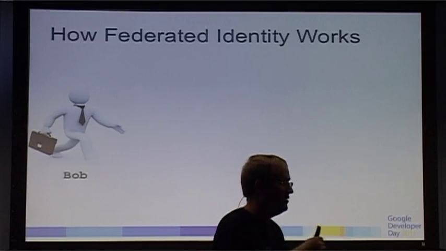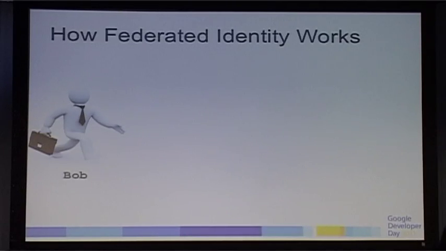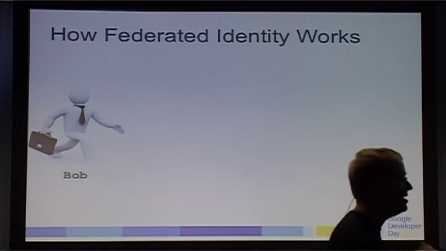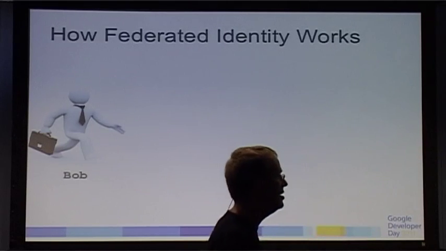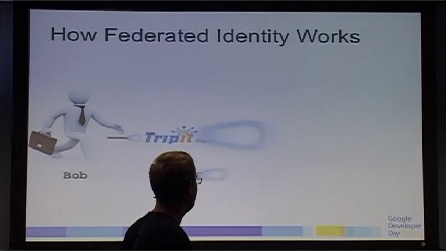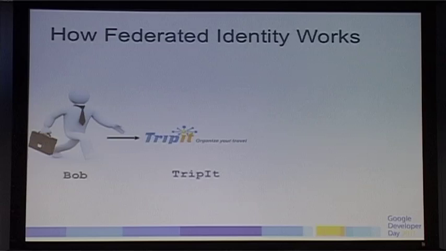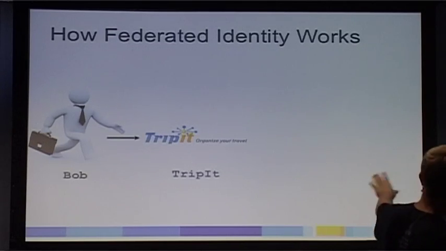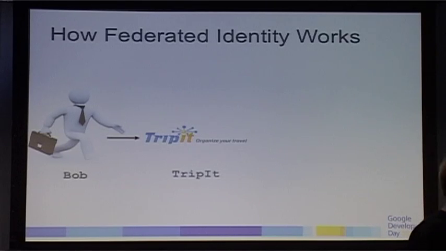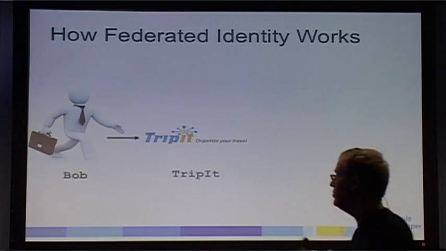So Bob is traveling a lot. He's running to different conferences, presenting everywhere, and he wants to keep track of all his itineraries. Bob uses a service called TripIt to do that. How many of you have heard of TripIt? Okay, a little bit more than at past events in this area. TripIt is a travel planning service. It's a startup. It basically allows you to store your hotel and airline itineraries all in one spot.